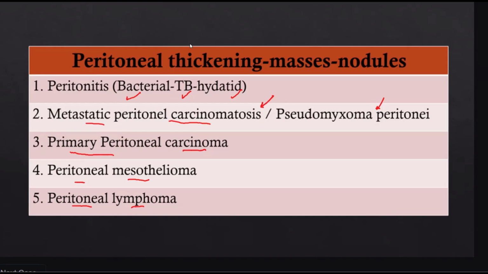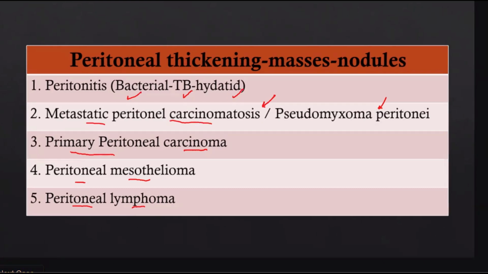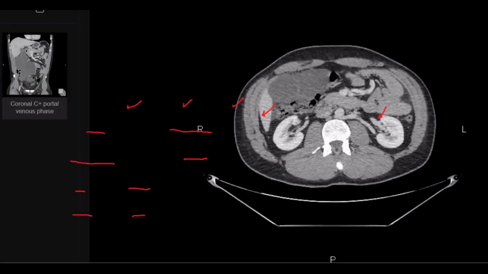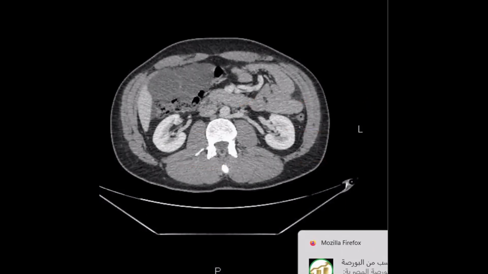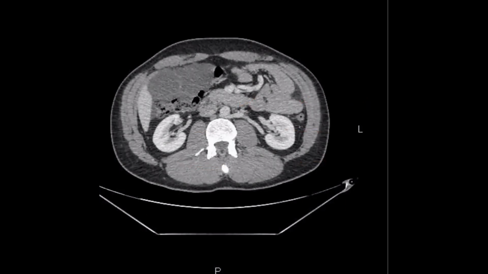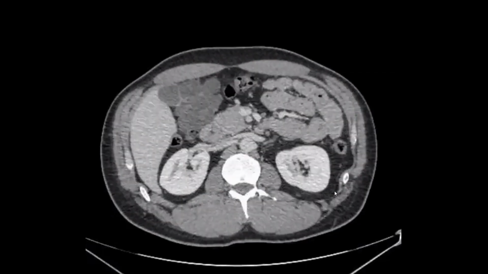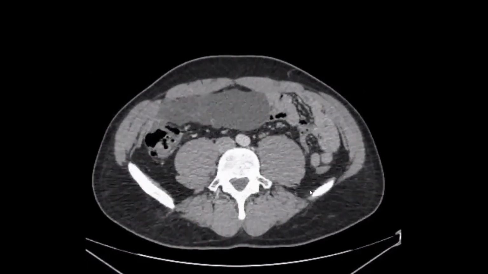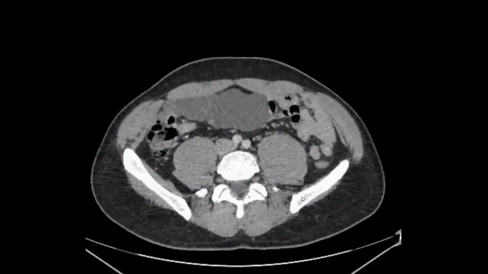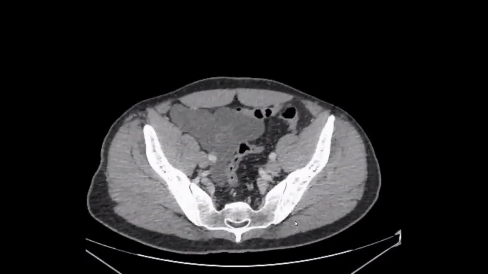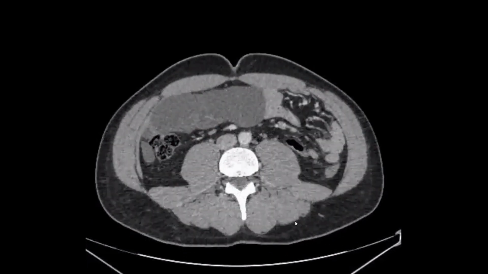Candidate number 3, are you here? Yes, sir. Okay. Candidate number 3. Yes, sir. Can you scroll with me this case? It's a nice case. Also, we are dealing with peritoneal masses to complete this task. Yes, sir. Can you describe the abnormality?